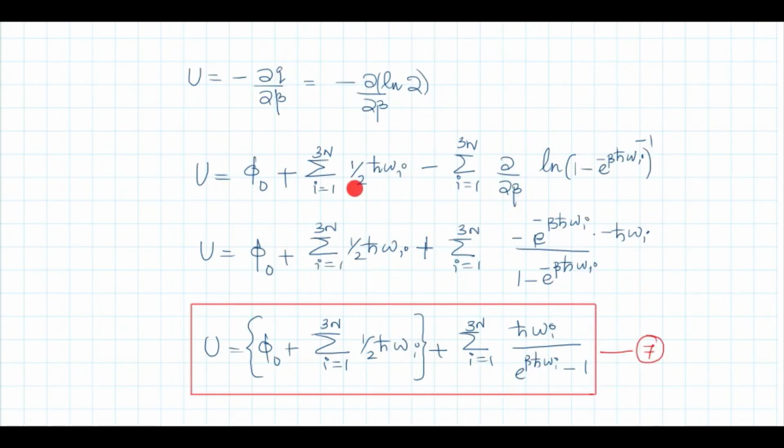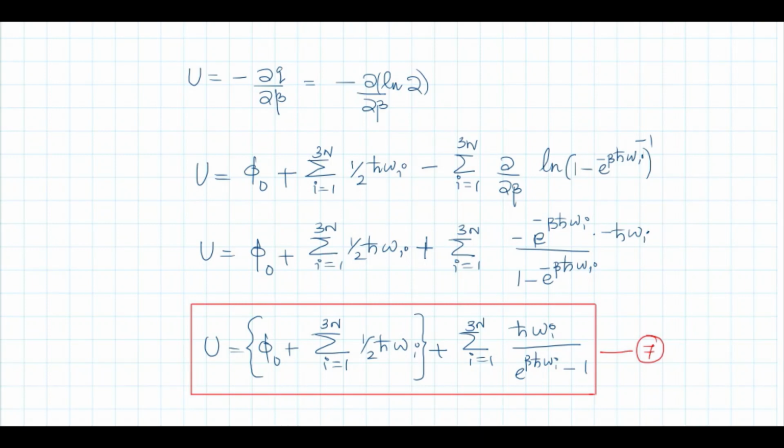Derivative with respect to beta will give you minus half h cut omega i, and there is already a negative here, so that will be simply half h cut omega i, and there is a summation also, sigma i equal to 1 to 3n. The last term will be, since log a by b is log a minus log b, minus sigma i equal to 1 to 3n dou by dou beta of log of 1 minus e raised to minus beta h cut omega i raised to minus 1, because minus log a is log a raised to minus 1. This minus you can take this side and this becomes plus, and dou by dou beta of logarithm of this quantity.